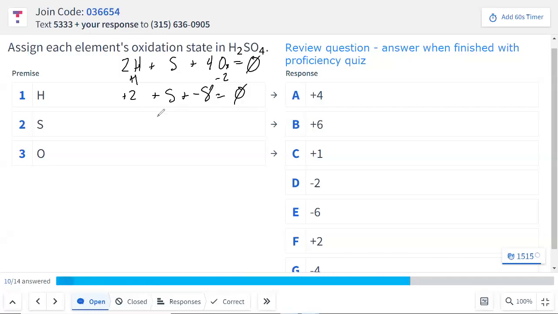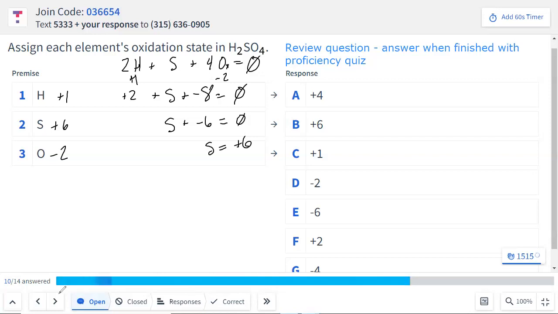Do a little bit of algebraic solving here. 2 plus -8 is -6, so the sulfur must be +6. That would be one approach that we could come up with. The hydrogen is +1, the sulfur is +6, and the oxygen is -2.